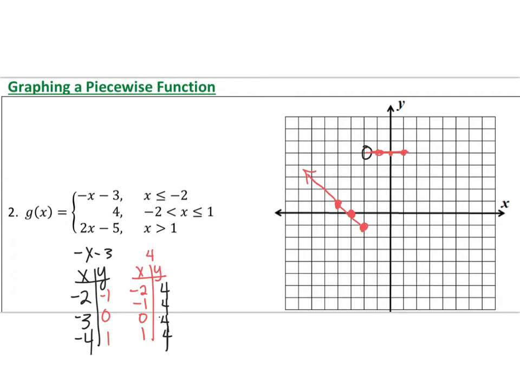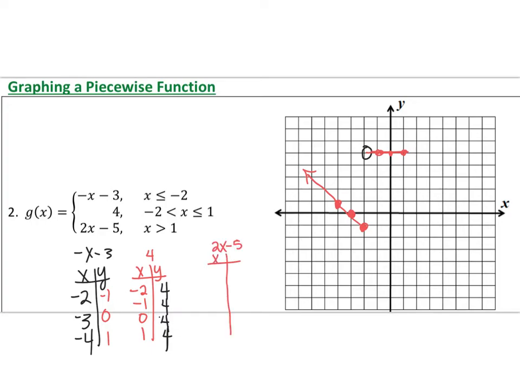I want you to notice that when I plotted those points, here at -2, 4, I have an open circle, because when you look at the domain, it is not -2 less than or equal to x, it's just less than. So you've got to pay attention to when those dots are solid and when they're not. Okay, let's do this last one. Push pause and see if you can get it.